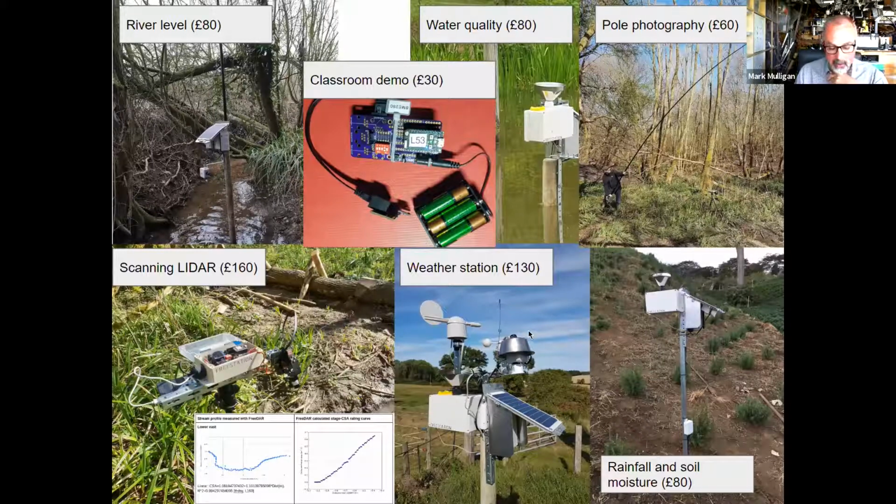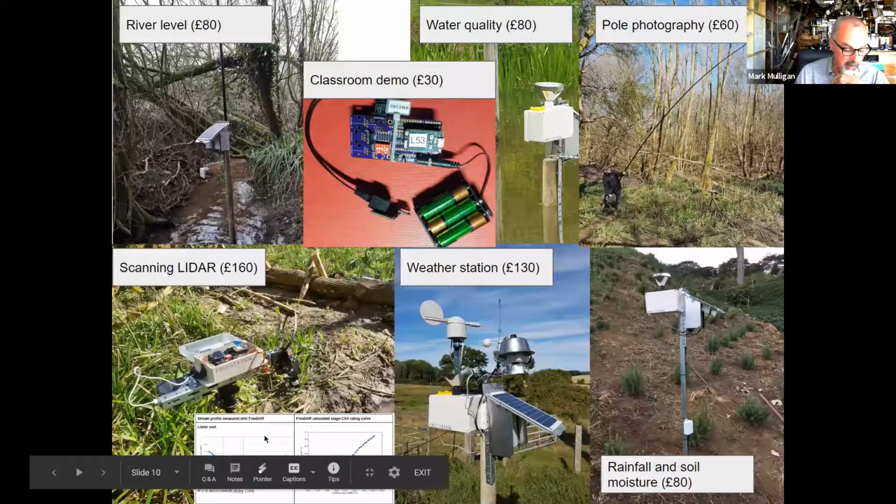Here's a weather station. This is doing soil moisture and rainfall. This is allowing us to do aerial photography with a long pole and a camera on the end of it, and a Freestation here that's allowing the control of that camera. And this is the scanning LiDAR that I was talking about, that allows you to do river profiles, as you see there.